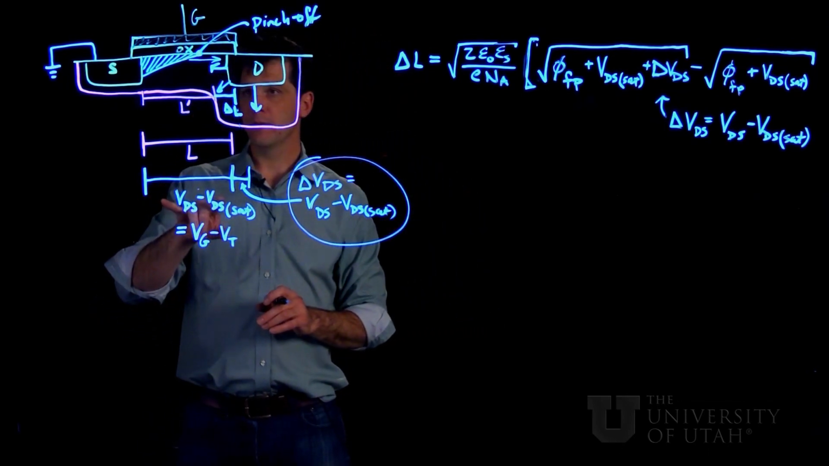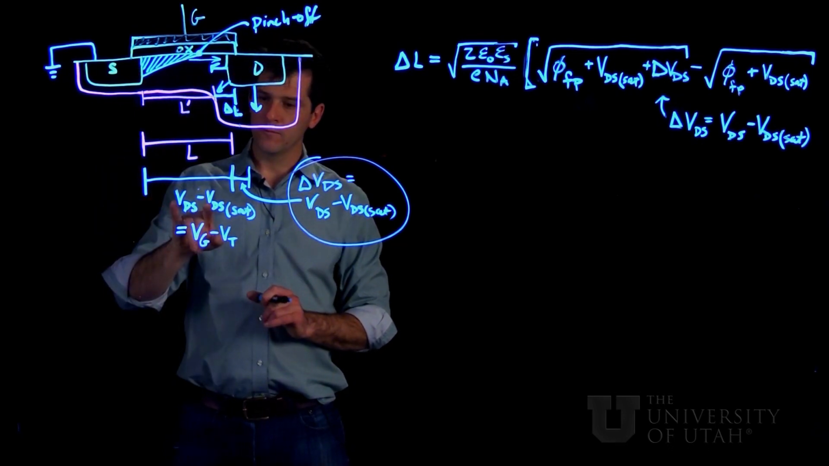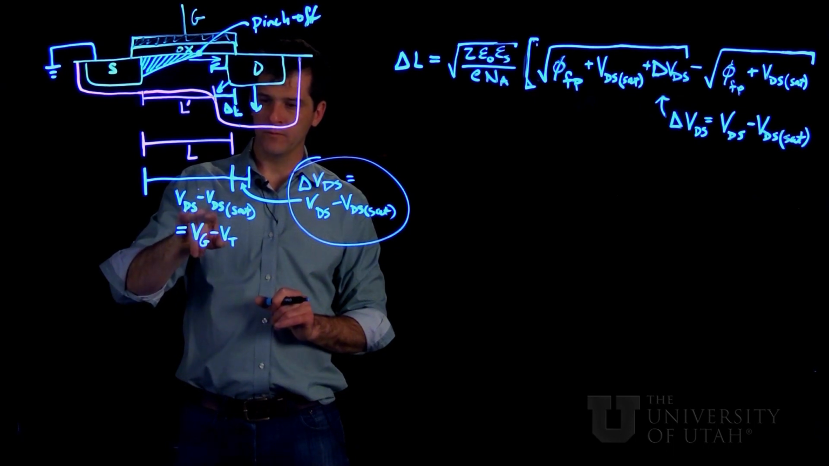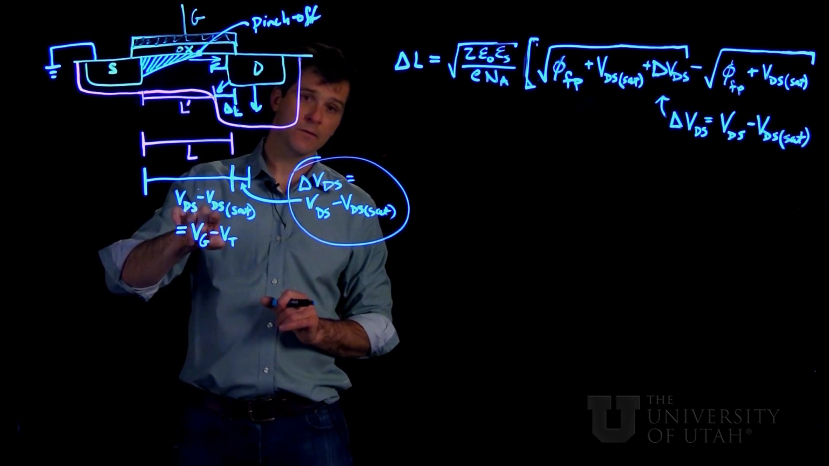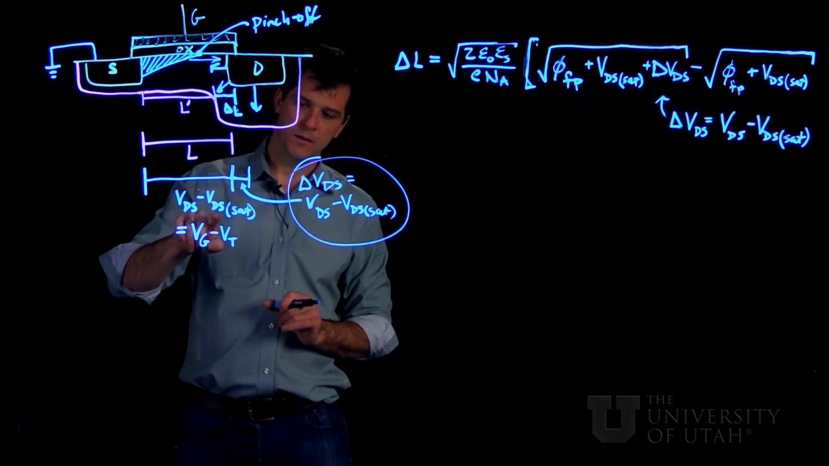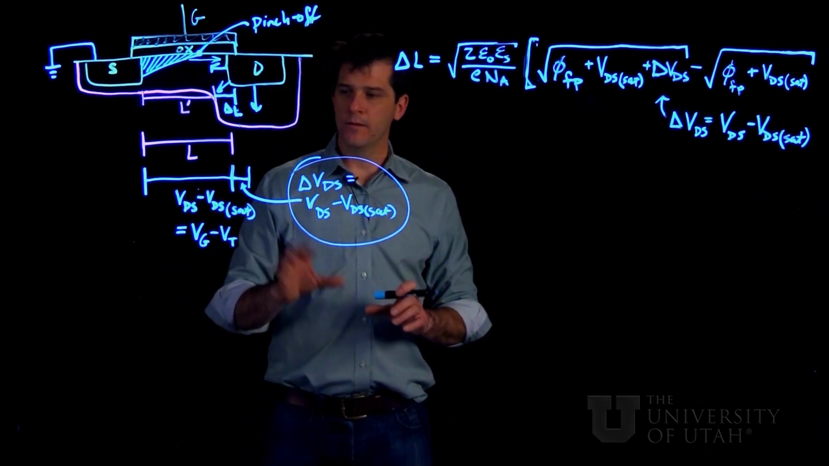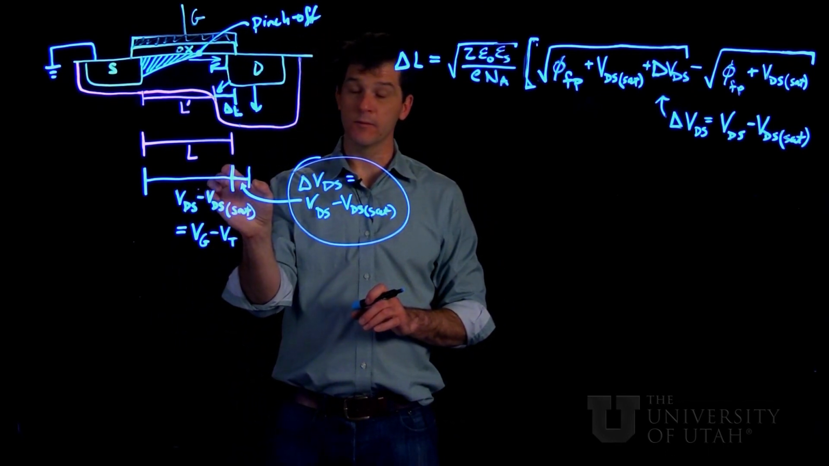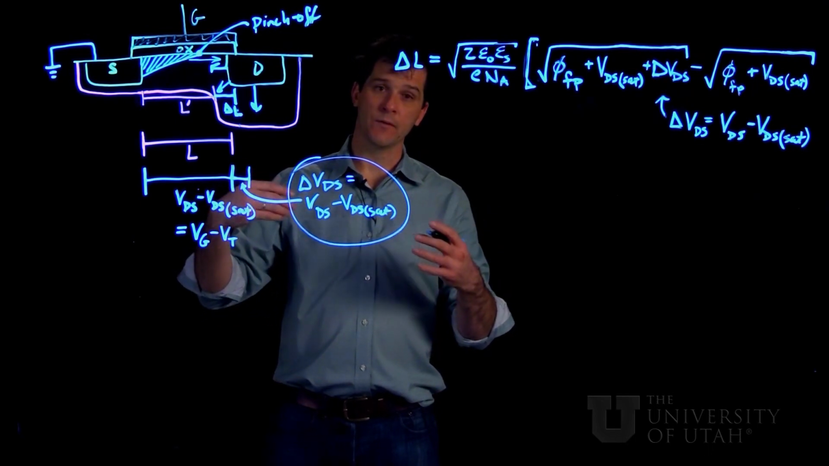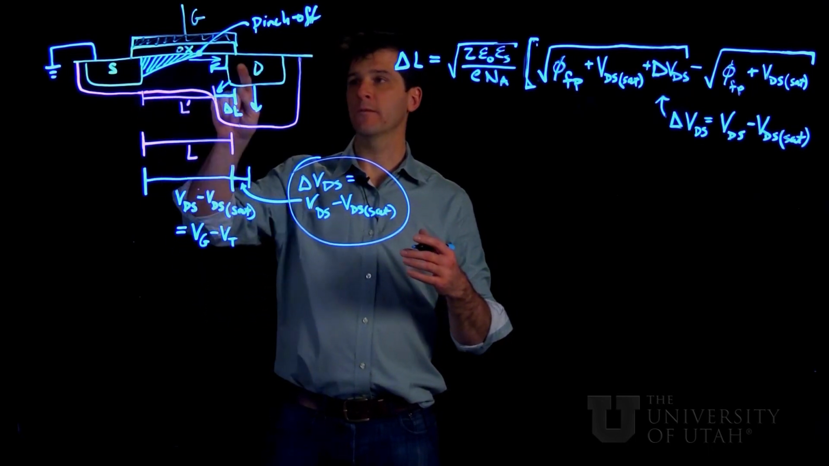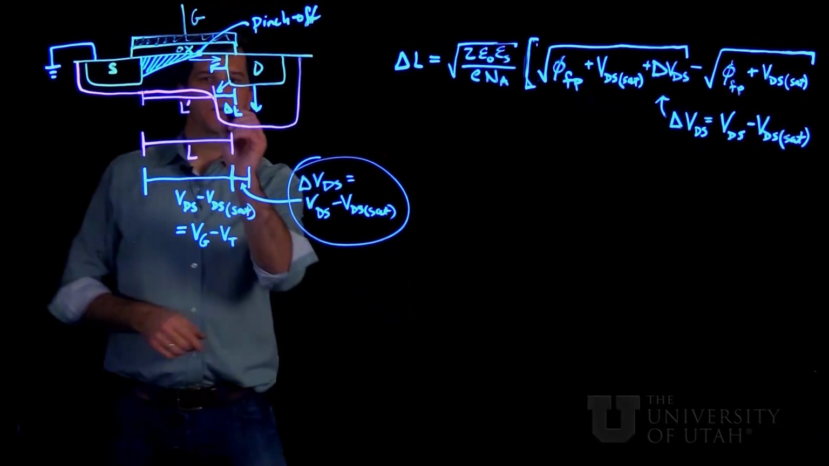So over the length which is not pinched off, we drop a certain amount of voltage, which is here, the drain source voltage minus the saturation drain source voltage. And then we add this additional resistance, which means we're going to have to add a whole bunch of extra voltage in order to get the same amount of current to flow from source to drain. So that's represented here.